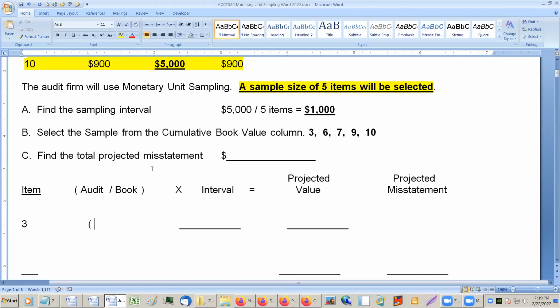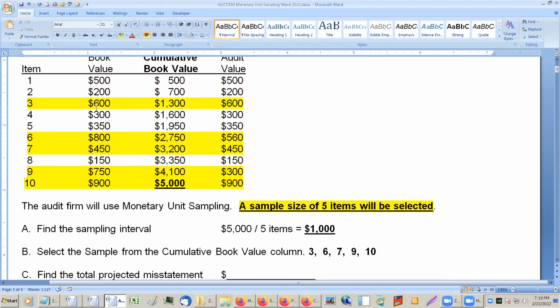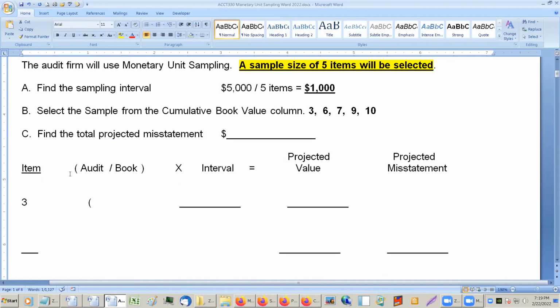Okay, so let's take a look. The first item: the audit value was 600 and the book value was 600. So this is just 600 over 600, which is just 1.